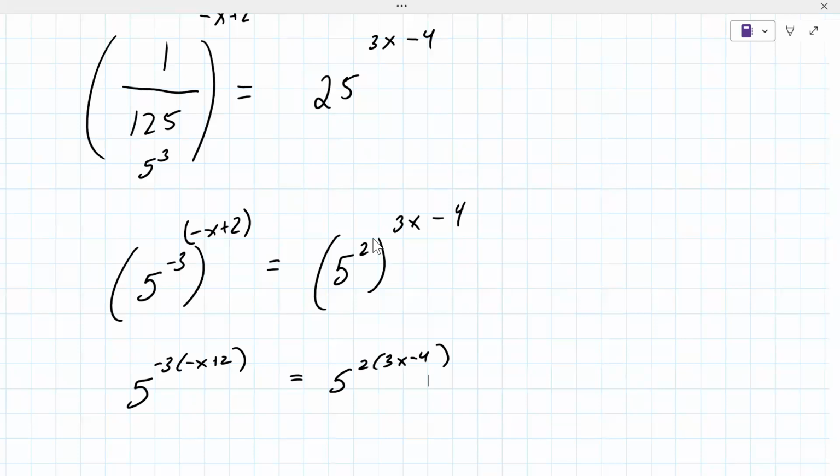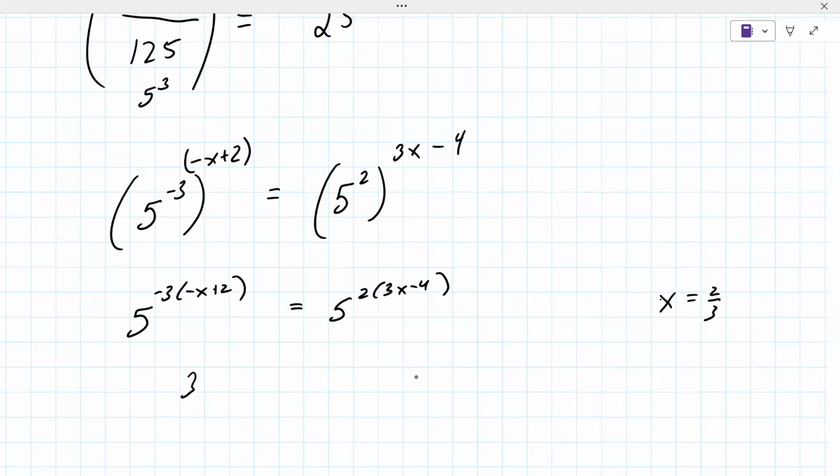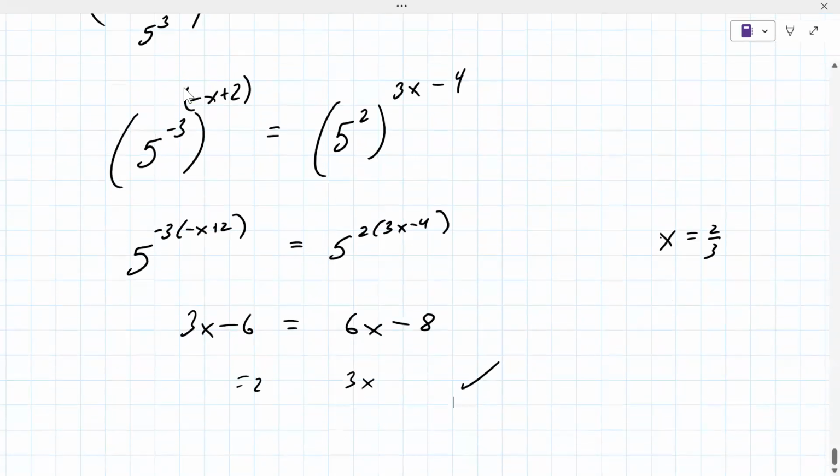Okay, I got x equals 2/3. Okay. Let's see here. Is that what it is? So we got 3x equals 2. Yeah. Okay, good.